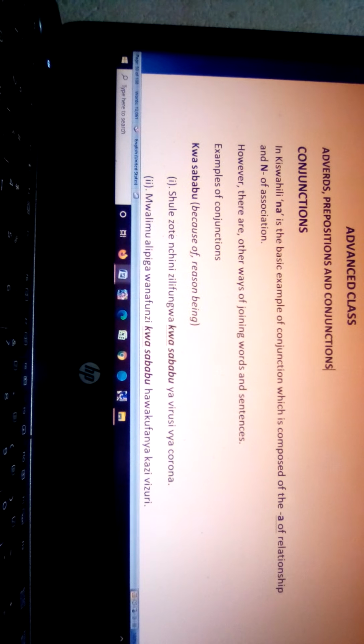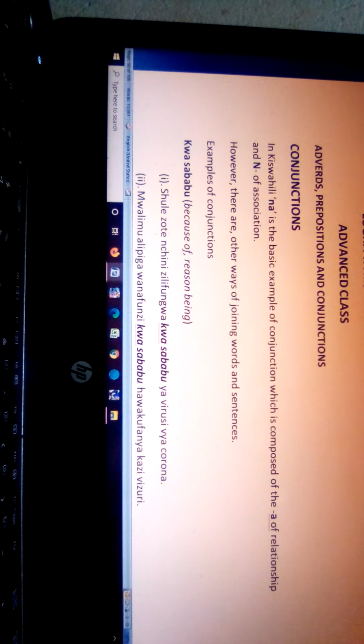conjunctions. In Kiswahili, na is the basic example of conjunction, which is composed of the a of relationship and na of association. However, there are other ways of joining words and sentences. Examples of conjunctions are kwa sababu ya. Kwa sababu ya simply means because of. It also means reason being.